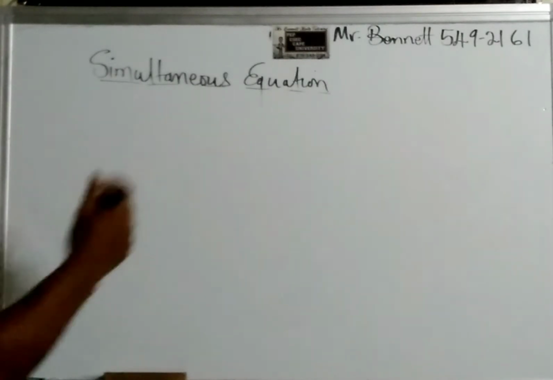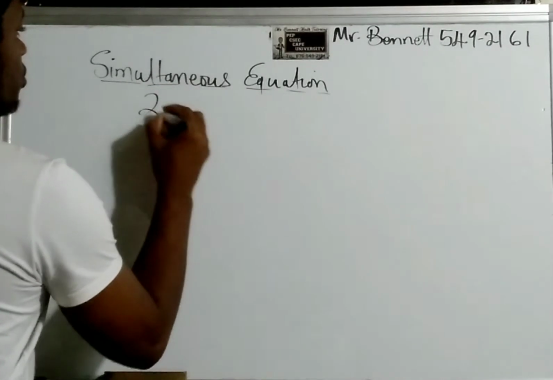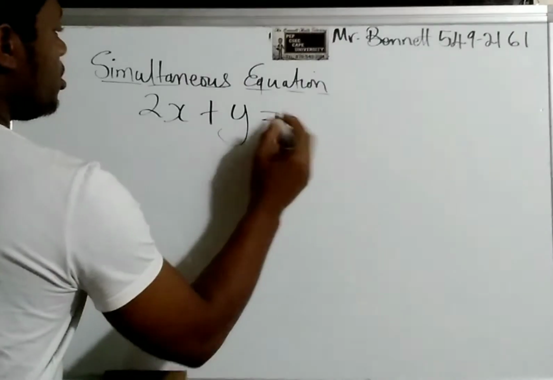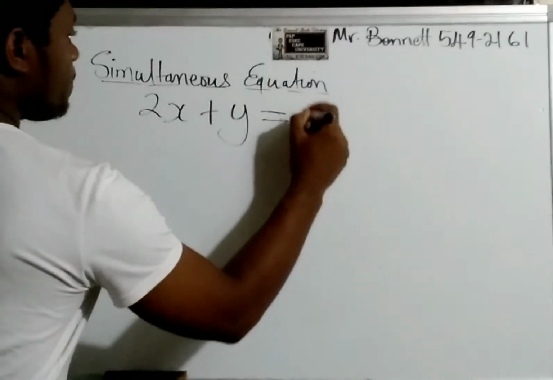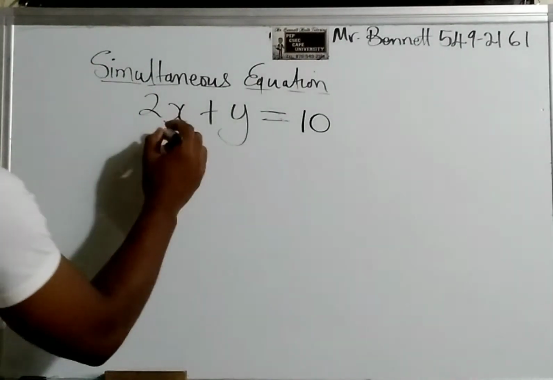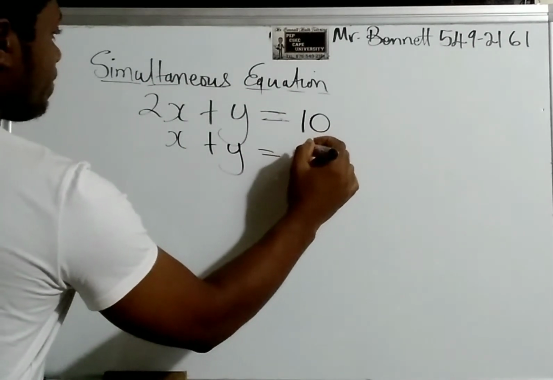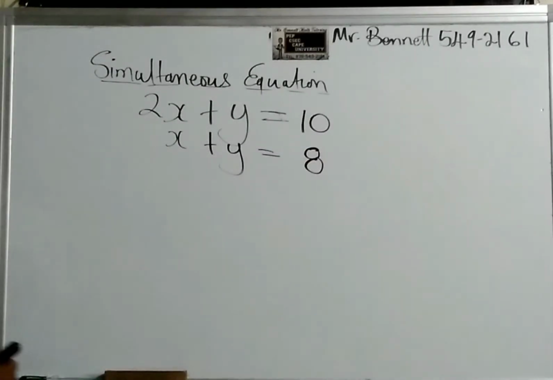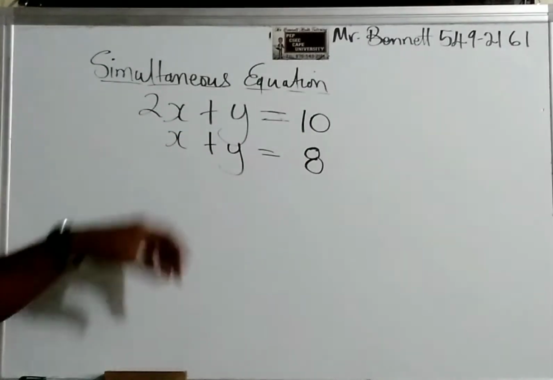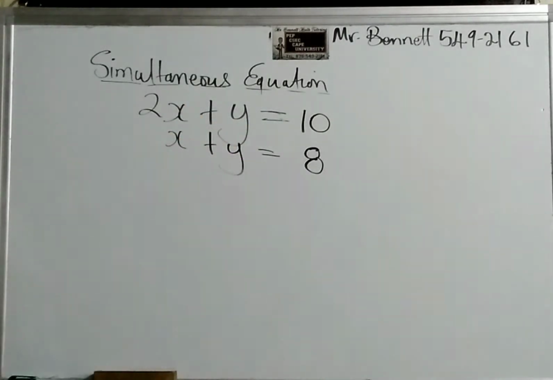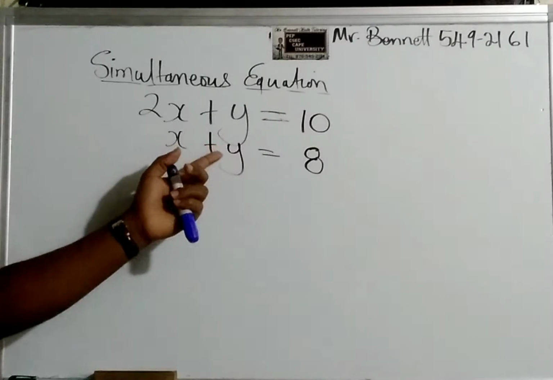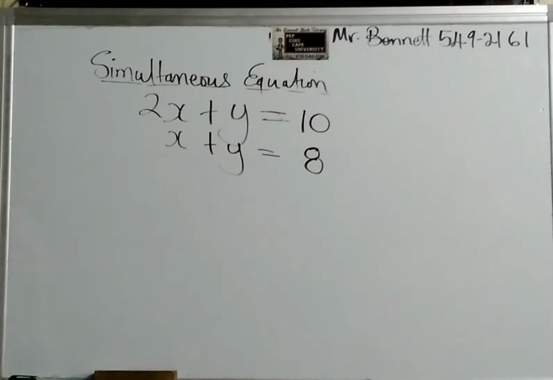Alright, so let's go. So let's say we have 2x plus y is equal to 10, and x plus y is equal to 8. Now we have 2 unknowns in these linear equations. In order to find the values, we could find the value of y. I think that will be simpler, since the coefficient, or the number in front of y, is 1. So what we can do is simply eliminate y, and then we find x first.